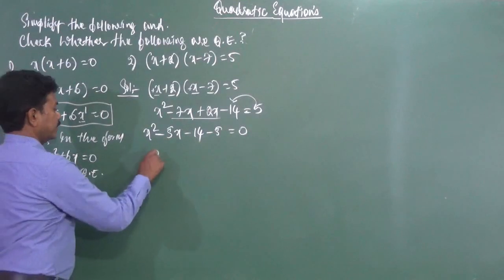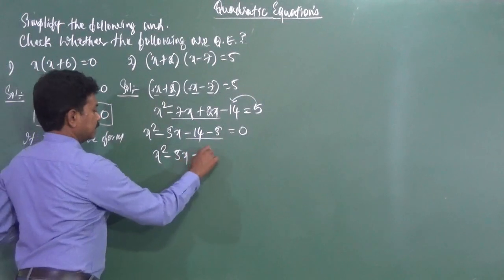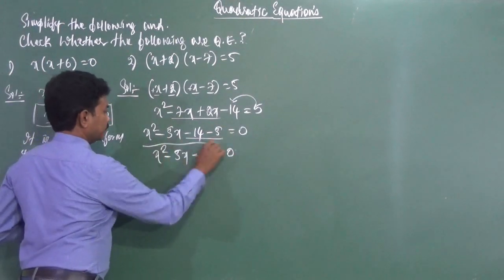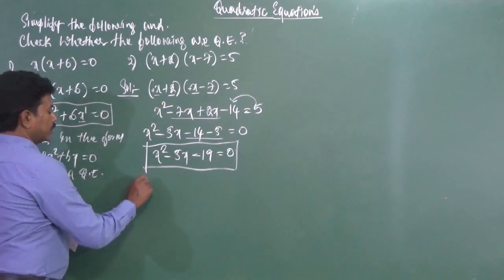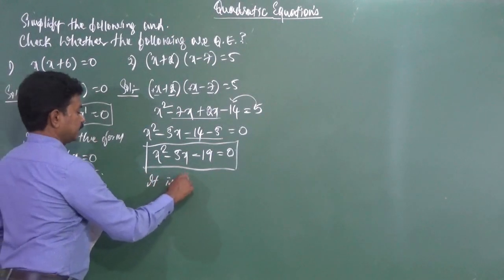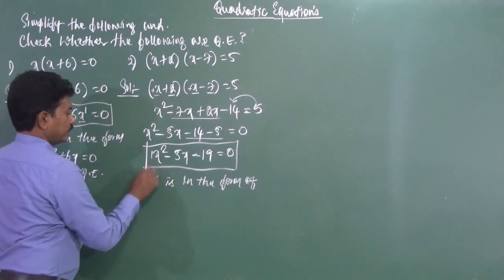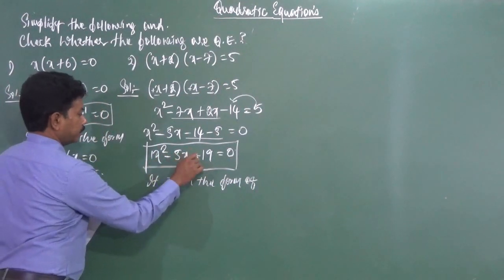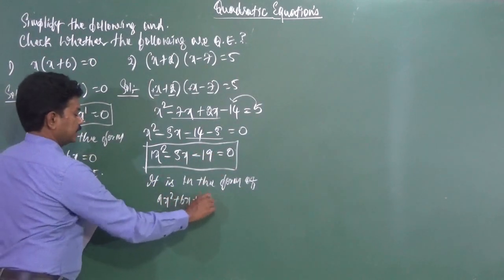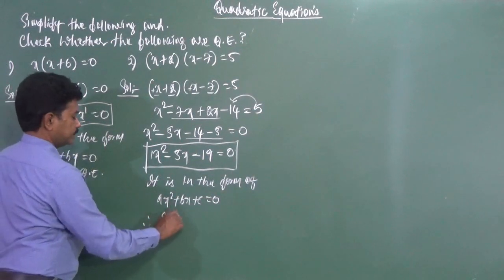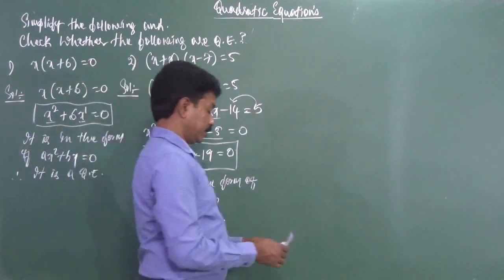Right? Again we have to simplify. X square minus 5x minus 14 minus 5 is minus 19 is equal to 0. So this is the quadratic equation, right? Now this quadratic equation is in the form of ax square plus bx plus c is equal to 0. Therefore it is a quadratic equation, right? So it may be asked for 1 mark or 2 marks.